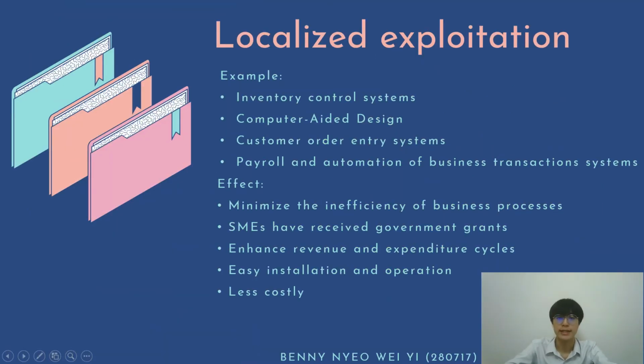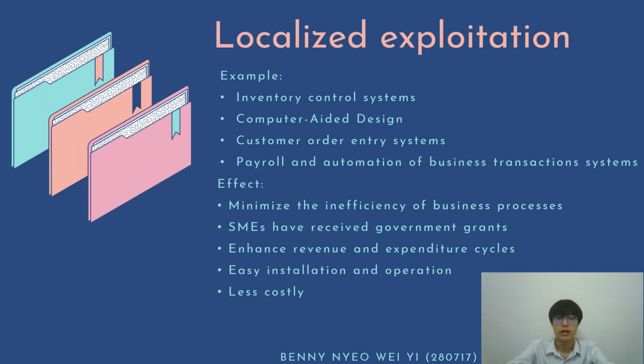The first way is localized exploitation, such as inventory control system, computer-aided design, and customer order entry system, which results in business transformation. This system minimizes the inefficiency of business processes. The small and medium enterprises in Malaysia have received the government grant.